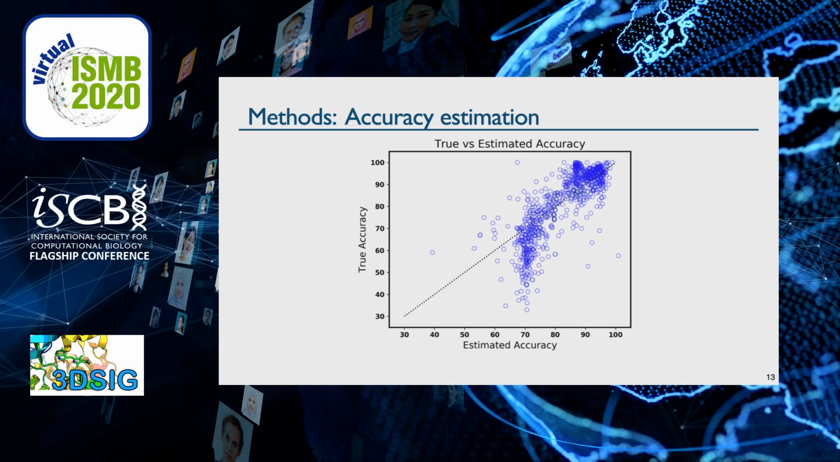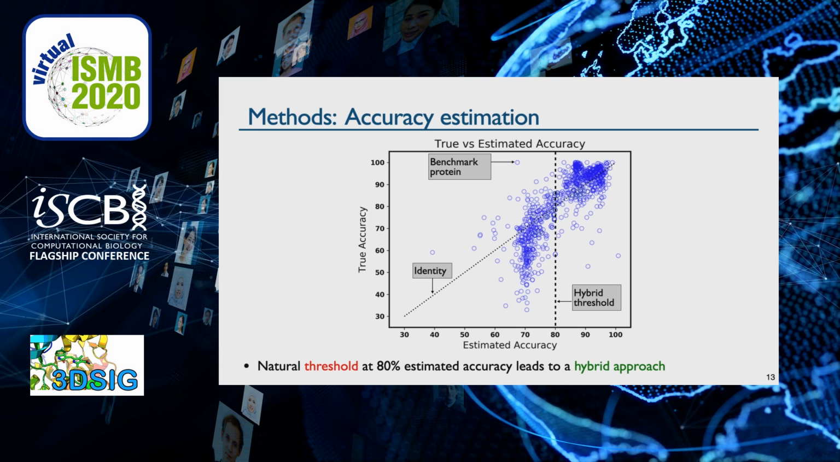To give an illustration of the behavior of this estimator, this figure shows a plot of true accuracy versus estimated accuracy. Each circle here represents a protein from a benchmark dataset where the estimated accuracy of NESI's prediction is given on the horizontal axis and its true accuracy is given on the vertical axis. This dotted line is the identity function, where estimated accuracy equals true accuracy. Note that above 80% estimated accuracy, there is a tight cluster of proteins of high true accuracy. This leads to a natural threshold for a hybrid approach to prediction, which is explained on the next slide.